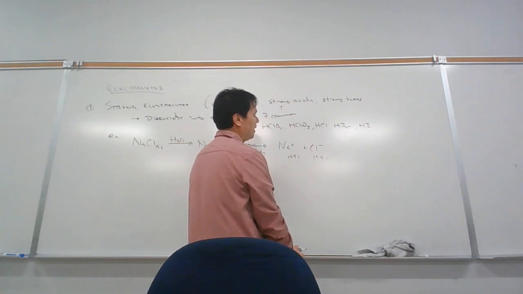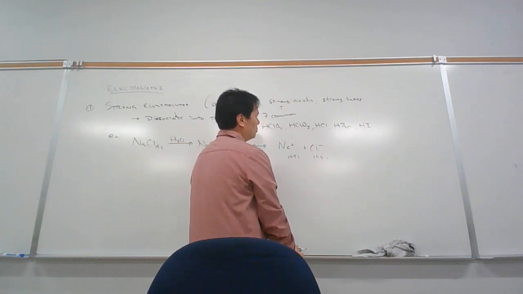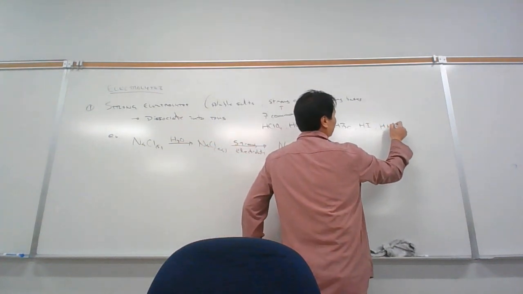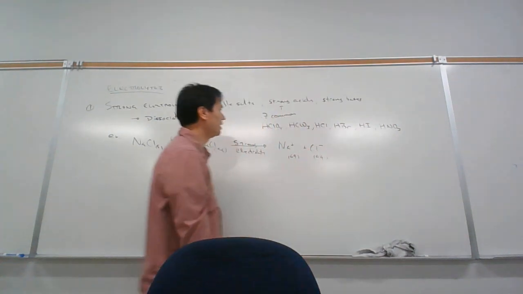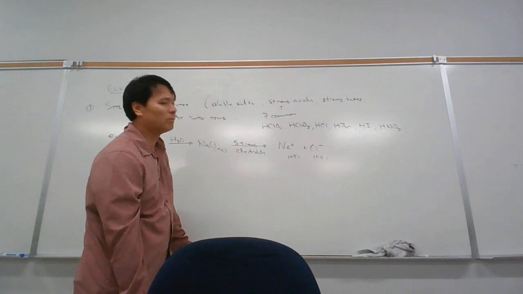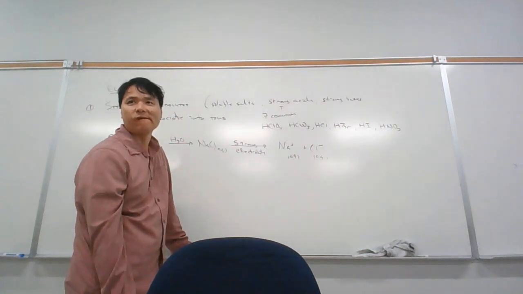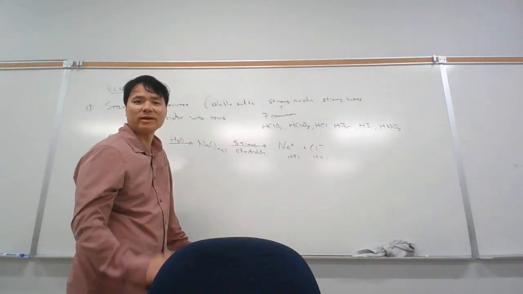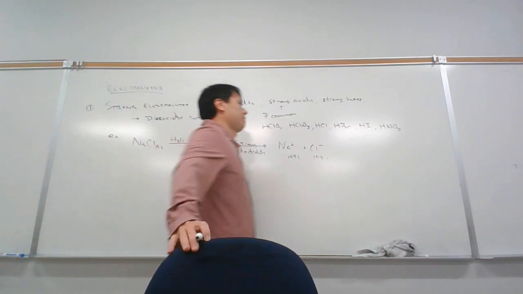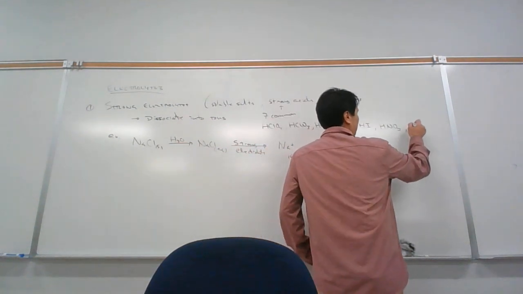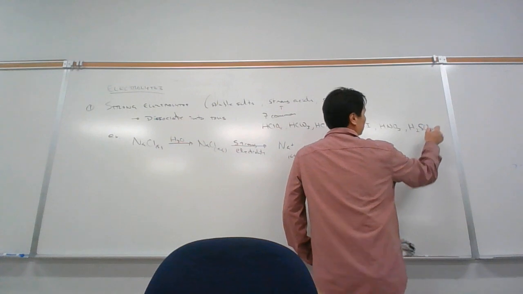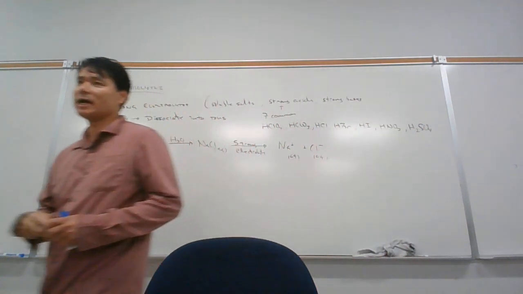And how many is that? 5. HNO3, nitric acid. It's 6, and one more. You know what else is a strong acid? Sulfuric acid. Formula for sulfuric? H2SO4. That's it. Those are the 7 common strong acids.